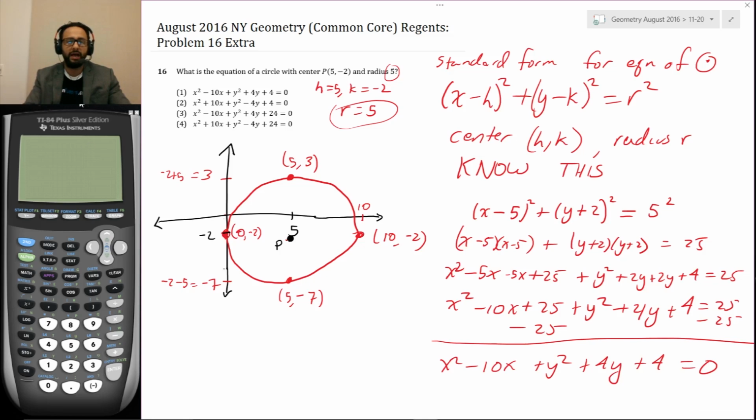Okay, and where is that? That is choice 1 again. So that's how to do this algebraically. Had we plugged in the numbers, we would have gotten the answer in just one step. So that's how to do this question.